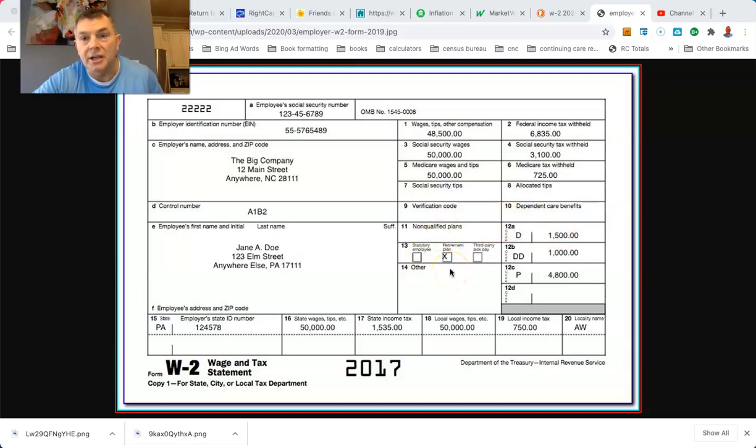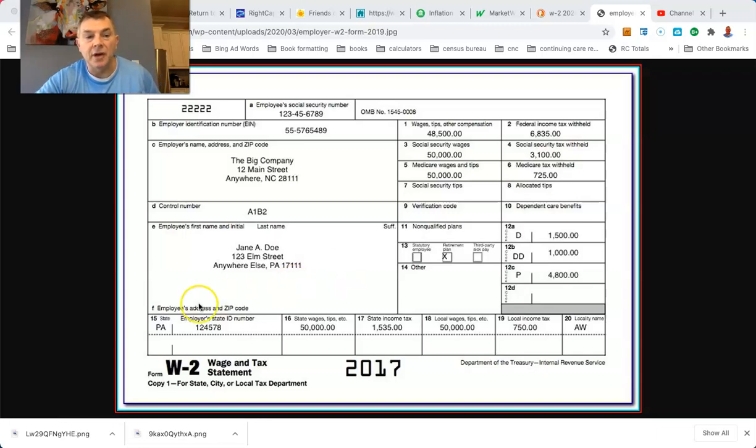Sometimes that won't be checked, even though you did contribute to a 401k. I'm not sure if it matters all that much, frankly, but the facts are we know this right here is what you deferred from your income. So we had $50,000 of income, but we deferred $1,500 by putting that into a 401k. Remember, deferral just means it's to be taxed later.